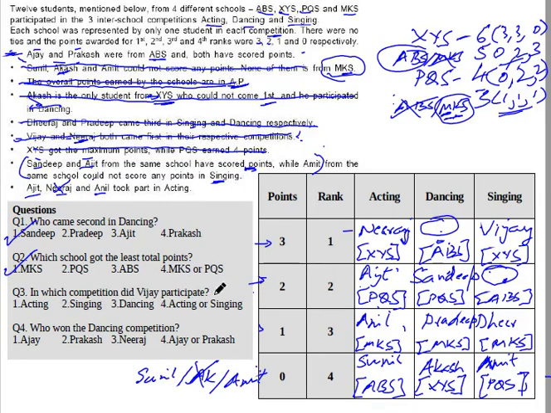Which competition did Vijay participate in? Vijay participated in singing, option 2. Who won the dancing competition? Dancing competition was Ajay or Prakash, option 4. So that finishes our set.